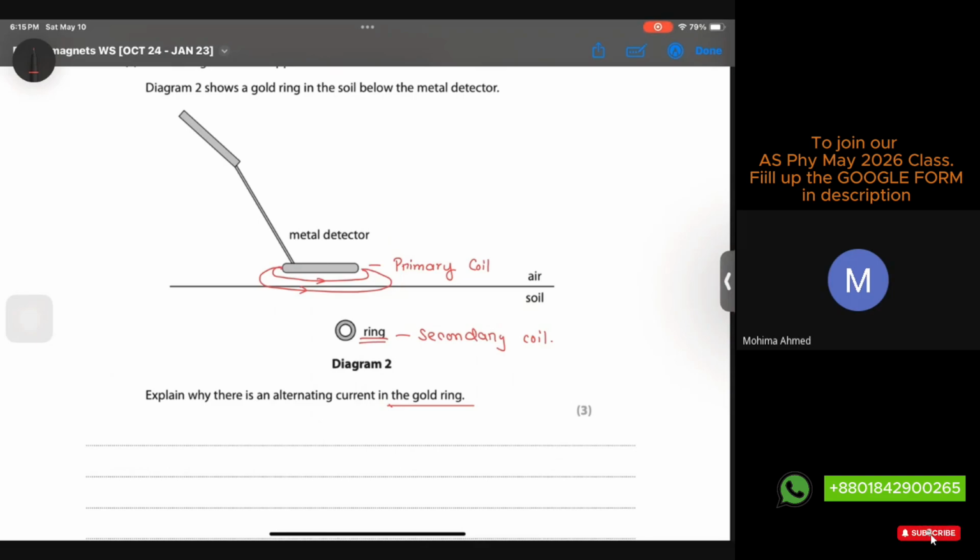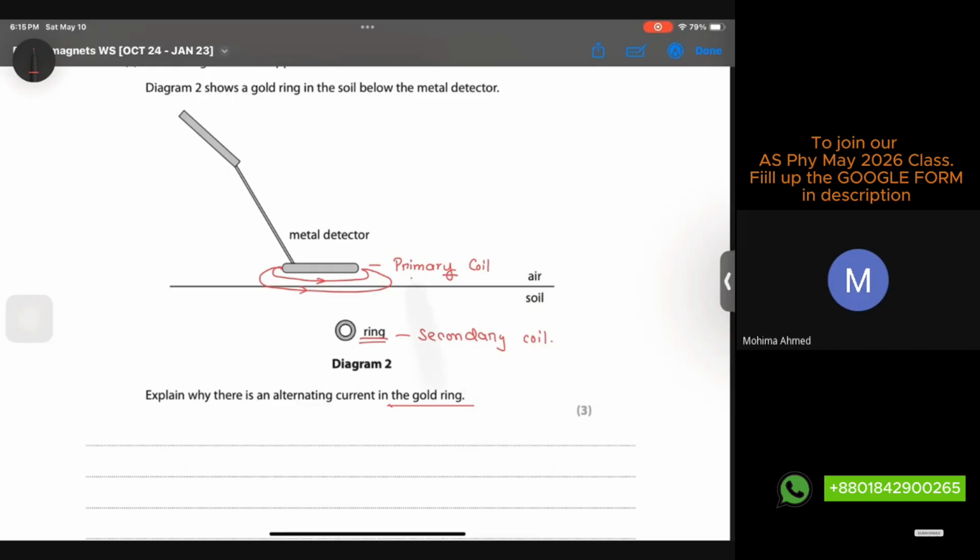So you just have to understand that the metal detector transmitter and the ring were not connected to each other, right? Then how would that ring have a voltage in it? That's because of the transformer effect. In the transformer effect, one coil is connected to the supply and the other coil is not connected to the supply. The coil that is connected to the supply is considered the primary, and the coil that is not connected to the supply is considered the secondary.